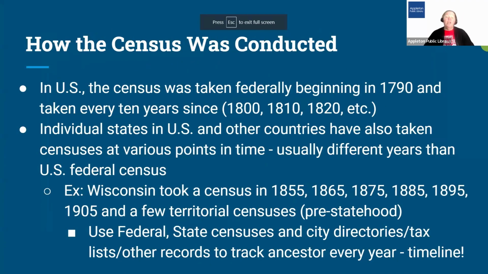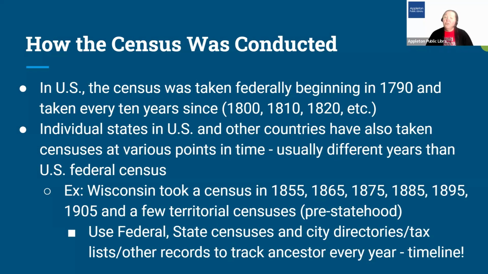Right. So now we're going to talk about how the census was conducted, specifically in the United States. In the US, the census is taken federally, so a whole country, beginning in 1790, and then it's been taken every 10 years since. So 1790, 1800, 1810, 1820, etc. The most recent census we have done was 2020. So hopefully you all remember completing that census almost 4 years ago.